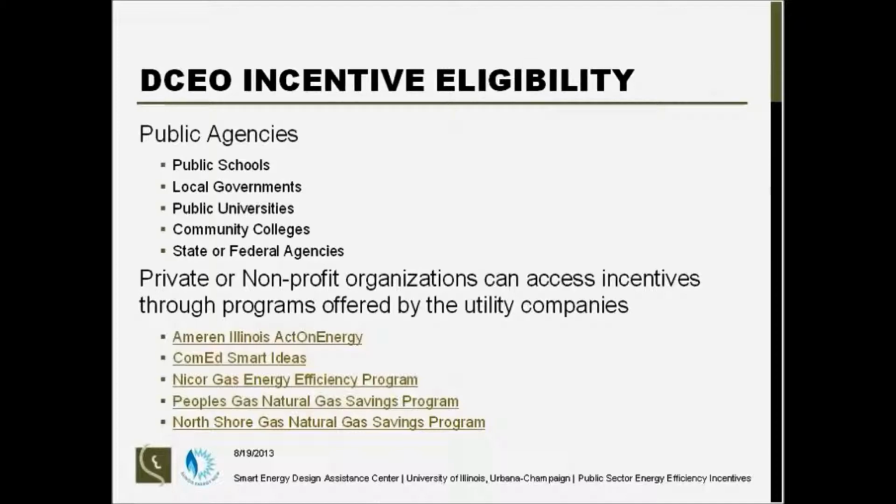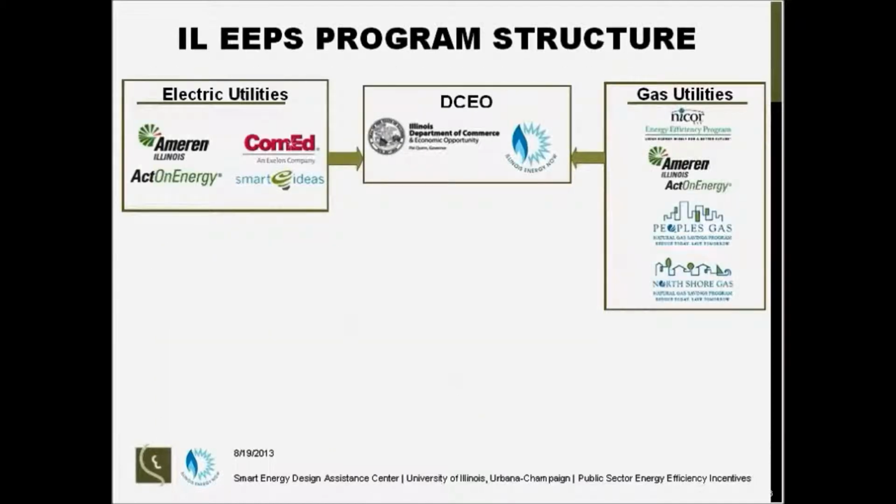Feel free to contact us if you have any questions about that. To give you a little background, the Department of Commerce and Economic Opportunity's energy efficiency programs are funded through a rider on the electric and natural gas bills of all customers whose energy is delivered by Ameren Illinois, ComEd, Nicor Gas, Peoples Gas, and North Shore Gas. This energy efficiency rider was added based on Illinois legislation for electric demand reduction in 2007 and natural gas saving goals set in 2009. Part of the funding goes toward energy efficiency incentives.